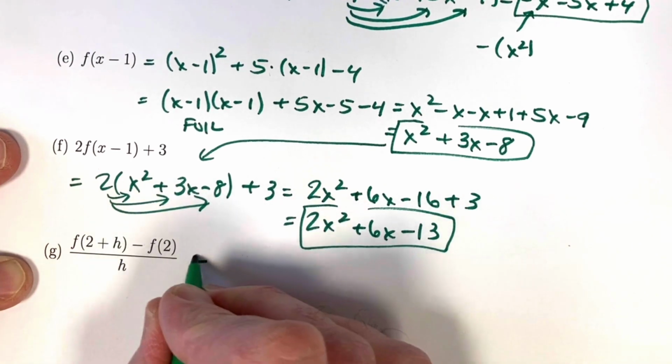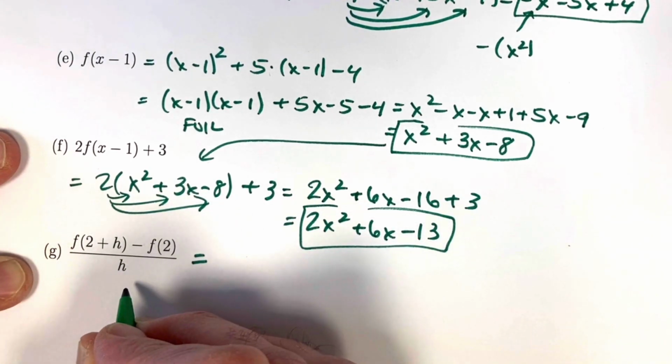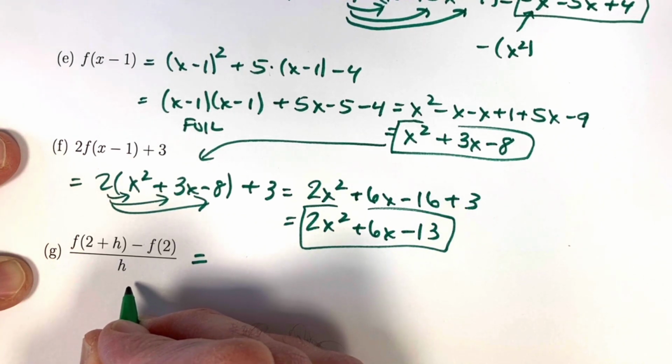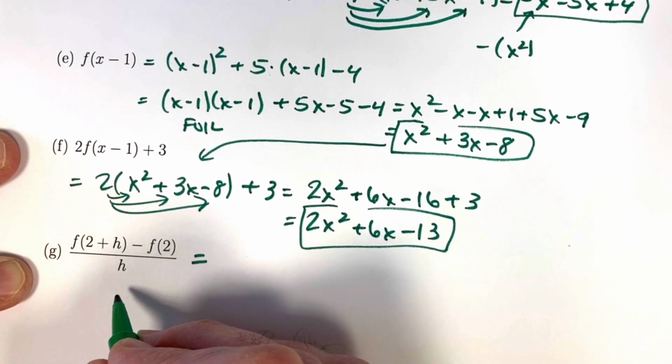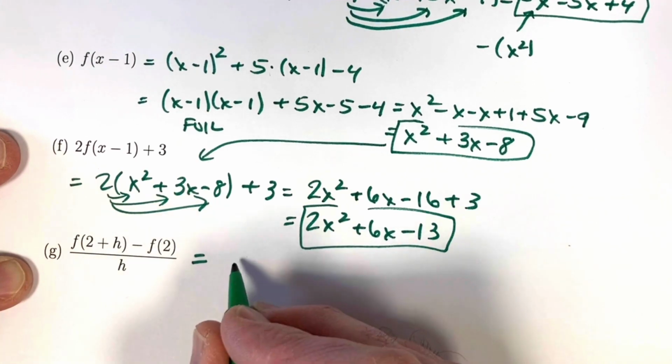Finally, in part G, we are simplifying kind of a strange looking expression. It's called the difference quotient. It's actually very important for calculus to be able to simplify things like this. Another weird thing about it is I have a different letter. Instead of an x, I have an h. Don't let that bother you. It could have been an x, but we're using an h now. Don't let it bother you.